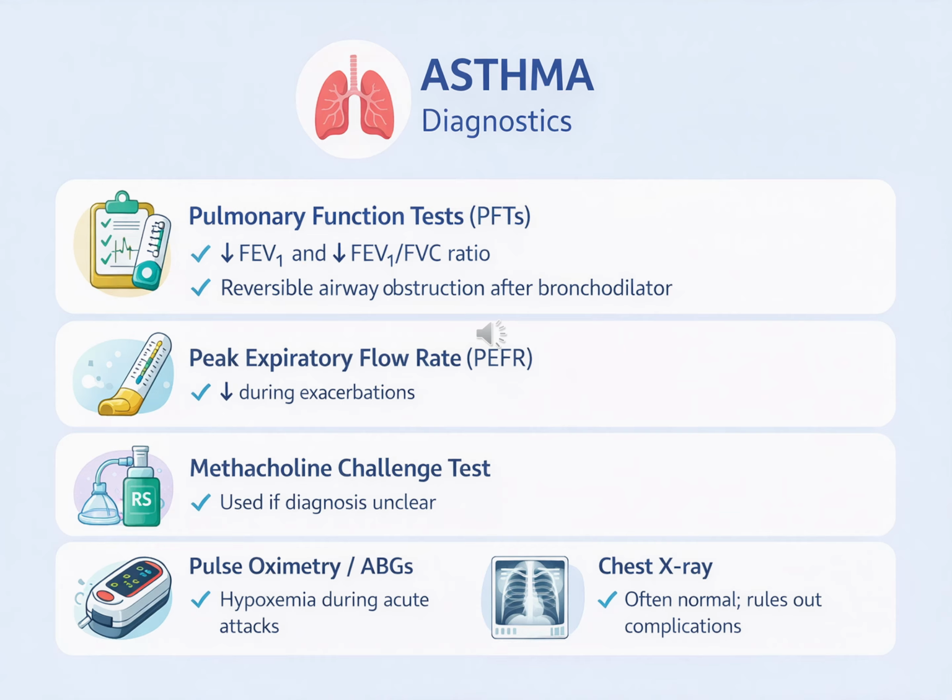When the diagnosis is uncertain, a methacholine challenge test may be used to provoke bronchoconstriction. Pulse oximetry and arterial blood gases assess the oxygenation during the acute attacks, while the chest x-ray is usually normal and helps rule out complications.